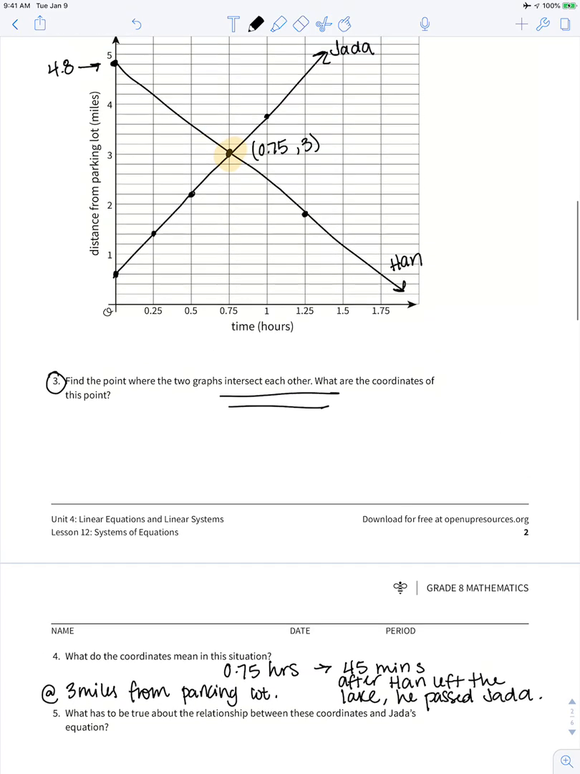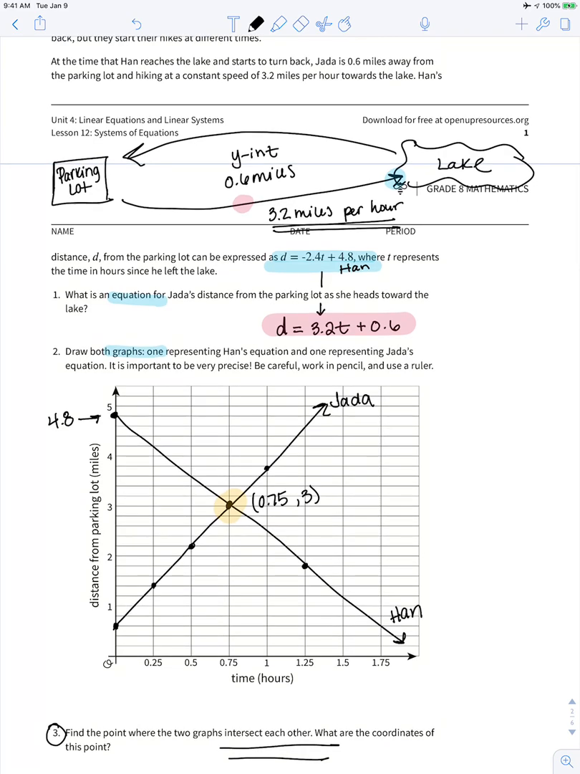So if you want, you can go back to my visual on the top. So here, again, we said this was Jada. So by the time he turns around and they pass each other, it's 45 minutes and we're going to be at the 3 mile mark. Or not 3 mile mark, 3 miles from the parking lot.